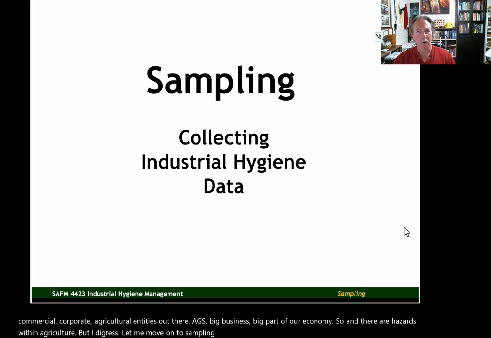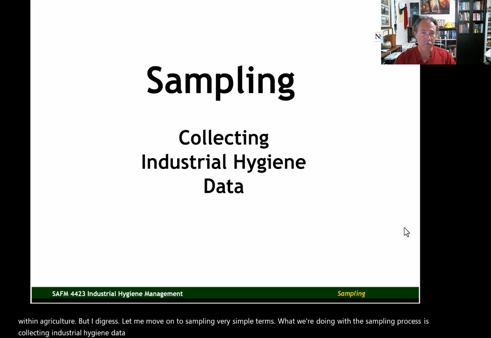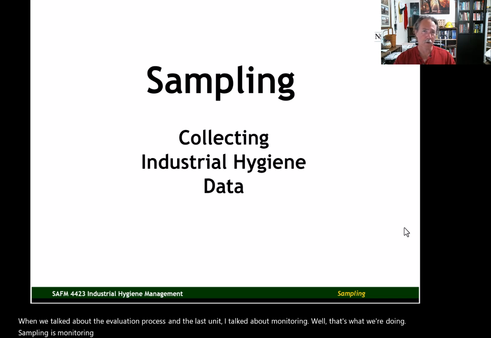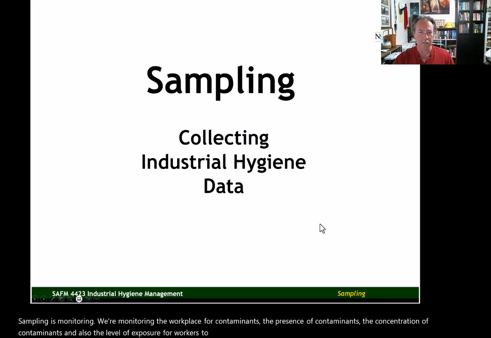In very simple terms, what we're doing with the sampling process is collecting industrial hygiene data. It is a part of the evaluation process. When we talked about the evaluation process in the last unit, I talked about monitoring. Well, that's what we're doing. Sampling is monitoring. We're monitoring the workplace for the presence of contaminants, the concentration of contaminants, and also the level of exposure for workers to the different contaminants in the workplace.